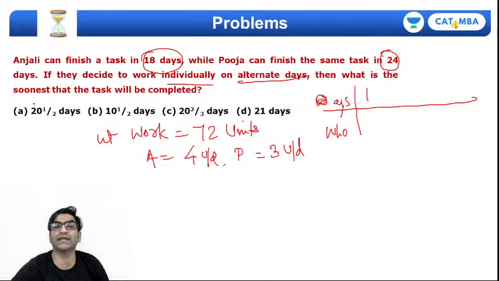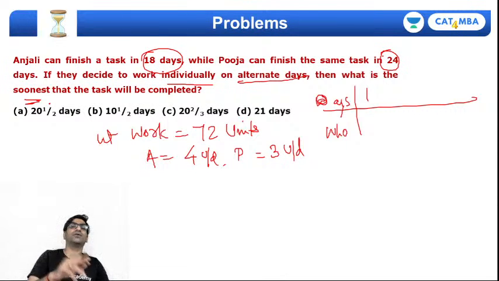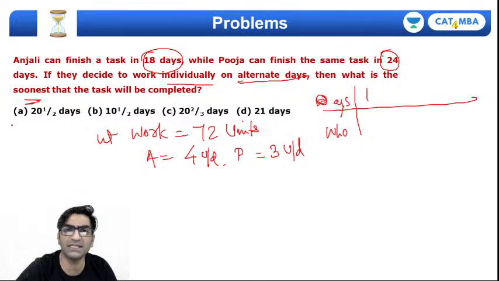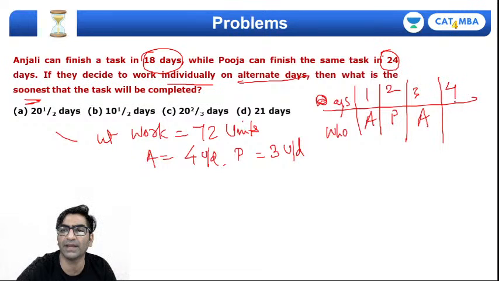Now what is the soonest? Soonest means सबसे जल्दी काम खत्म करना है. तो अगर आपको काम जल्दी खत्म करना है तो A और अंजलि और पूजा में से whom will you depute first? You'll say Anjali does more work, so you'll start with obviously Anjali working on day 1. Then next day you'll have Pooja, and from here on the cycle keeps on repeating. AP, AP, AP, and so on.